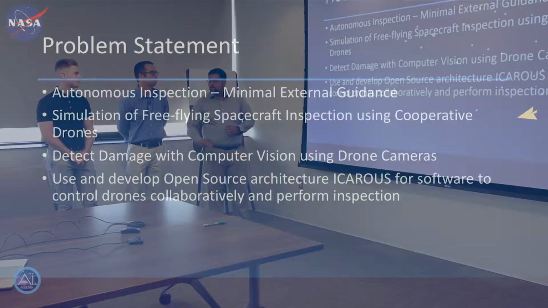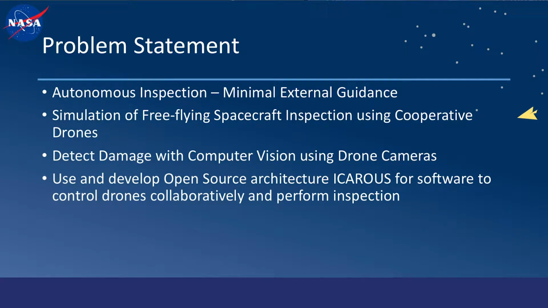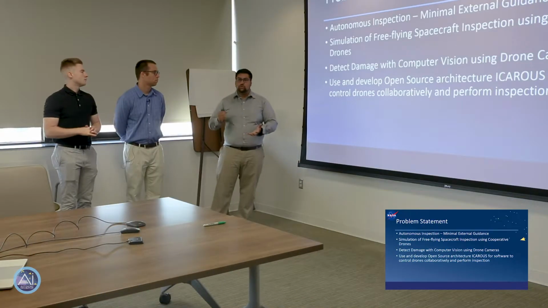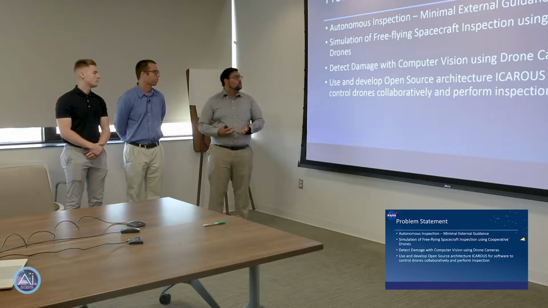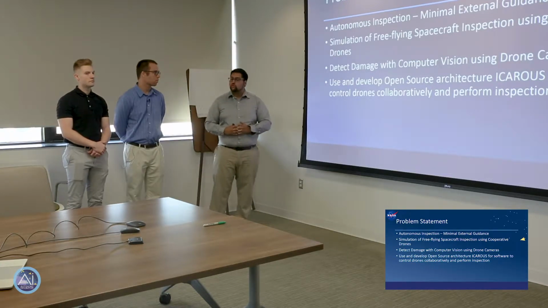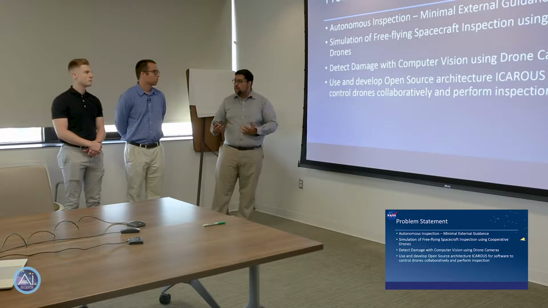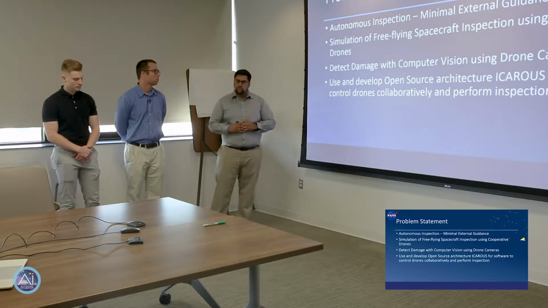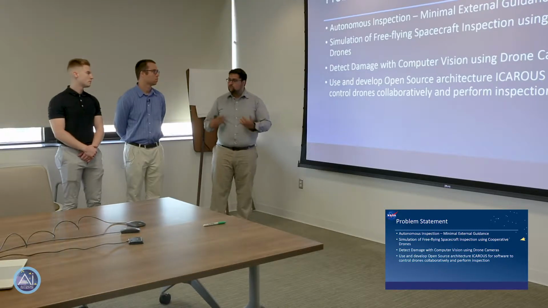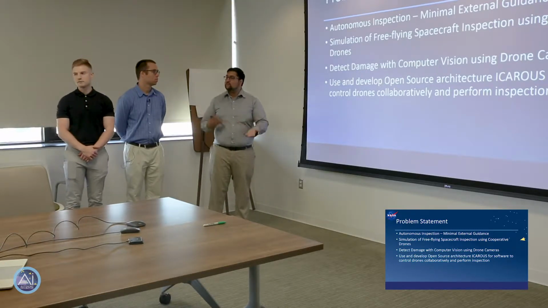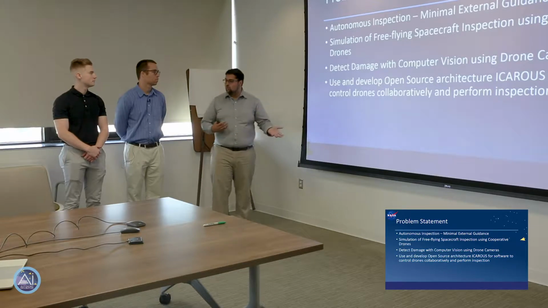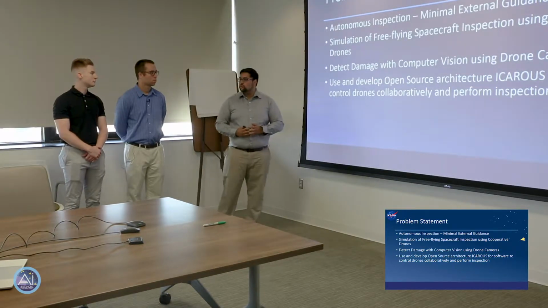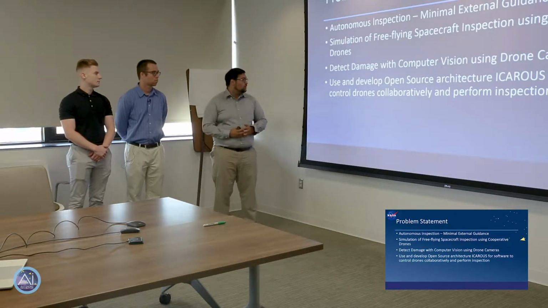Excellent. So the problem statement: we were told to develop a system that will allow multiple UAVs or drones to do autonomous inspection with minimal external guidance or input. These drones are supposed to be used to simulate free-flying spacecraft such as CubeSats. The main focus was for these drones to use computer vision to detect damage seen on the objects in question. And we were using 2 cylinders provided to us by an external branch.